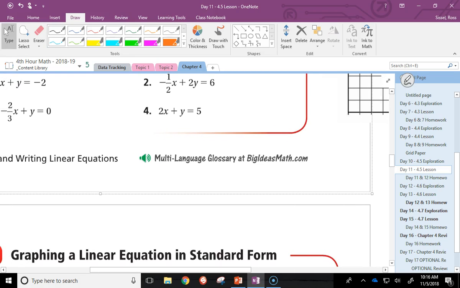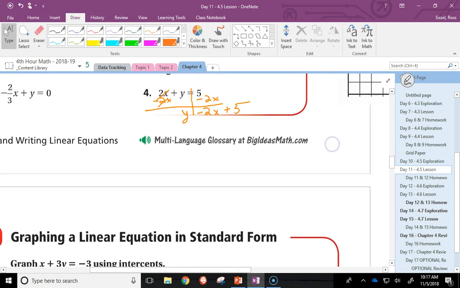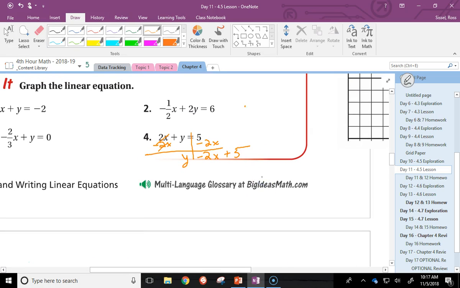Okay, this is standard form. Is it in slope-intercept form? No. How do I get there? Dusty? Minus 2x. Good. I want a minus 2x. Minus 2x. Those cancel out, and I have y minus 2x plus 5. I now have the equation. Y equals negative 2x plus 5.